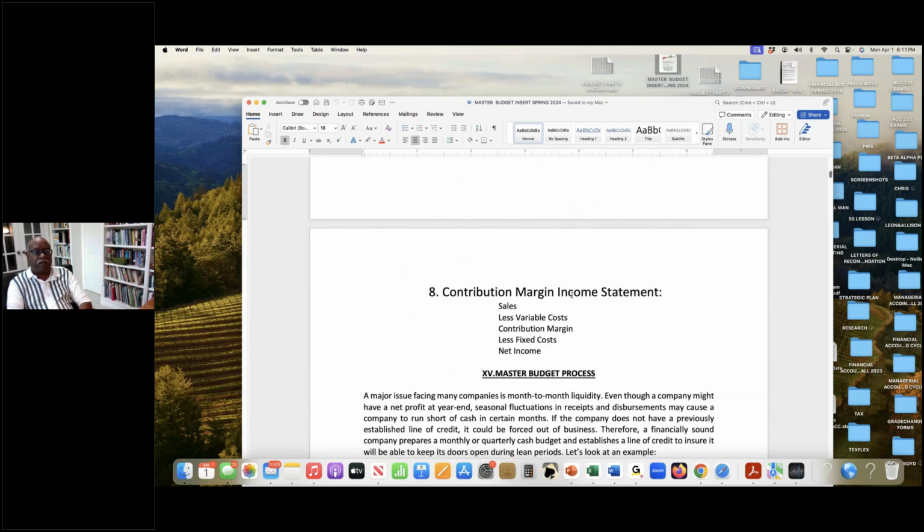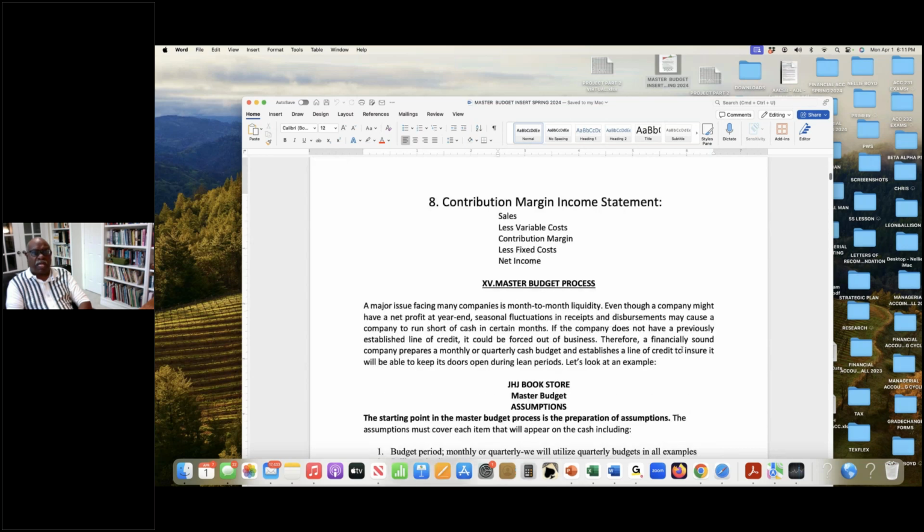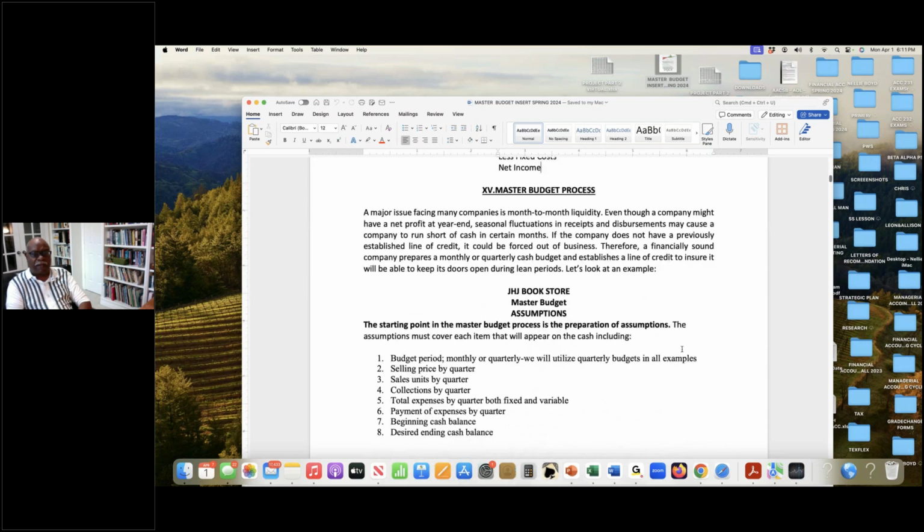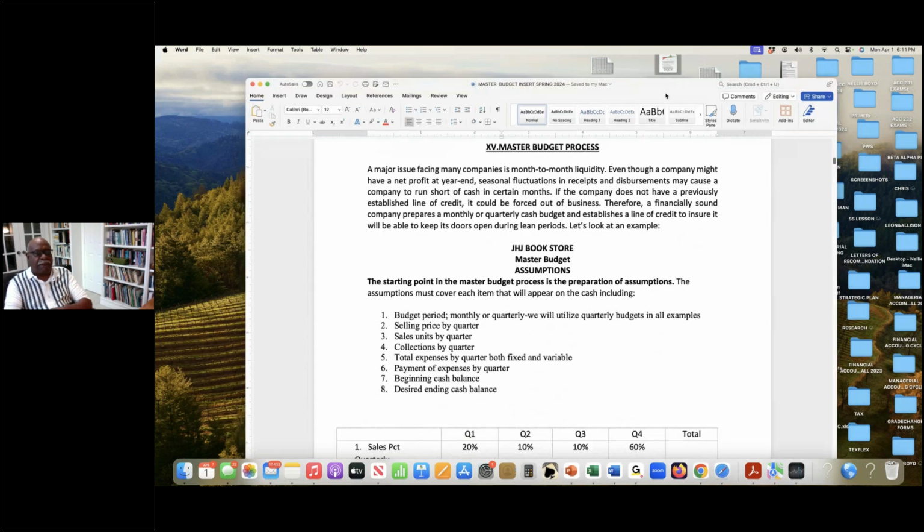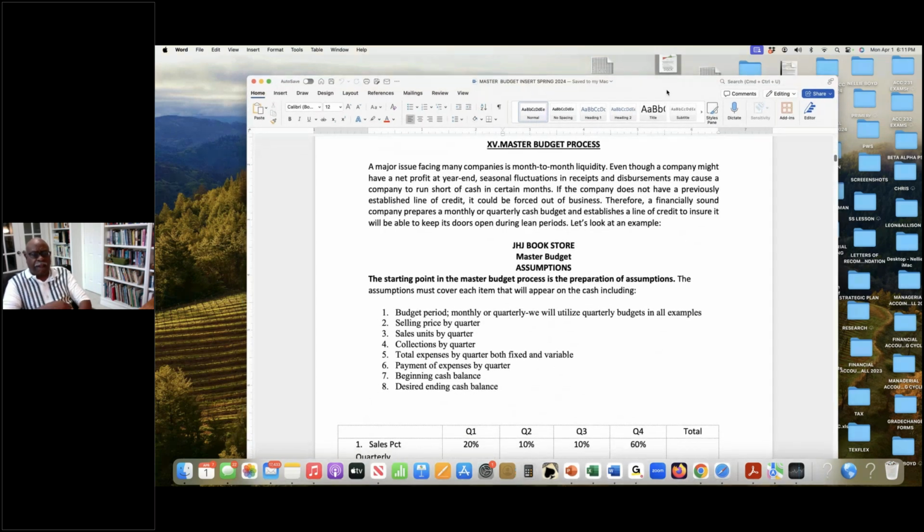And of course, you know that the way our income statement looks now is the sales less variable cost, contribution margin, less fixed cost, net income. And so I sent this handout to you, and hopefully you had a chance to make a copy of it. I should have some copies in my office tomorrow, if that will help. But let's look at the master budget process.